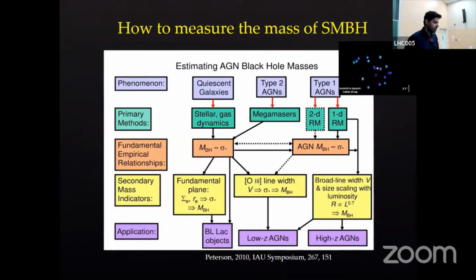You can use the [O III] line width, which seems to be strongly correlated with the stellar velocity dispersion. So if you use the [O III] line width, you can estimate the black hole mass also. And from reverberation mapping, we arrived at a strong correlation between the size of the broad line region and the luminosity of the AGN. The applications of these mass measurement methods are, let's say, for low redshift AGNs, high redshift AGNs, BL Lacs, and FSRQs as well.